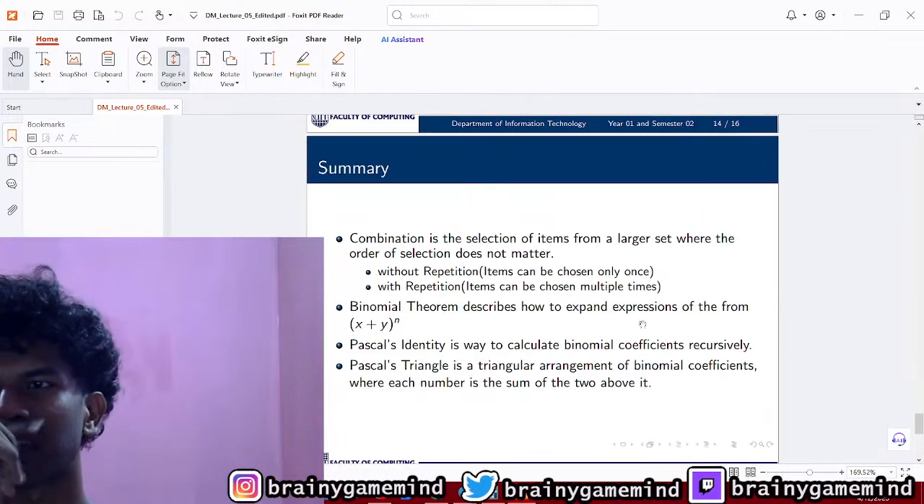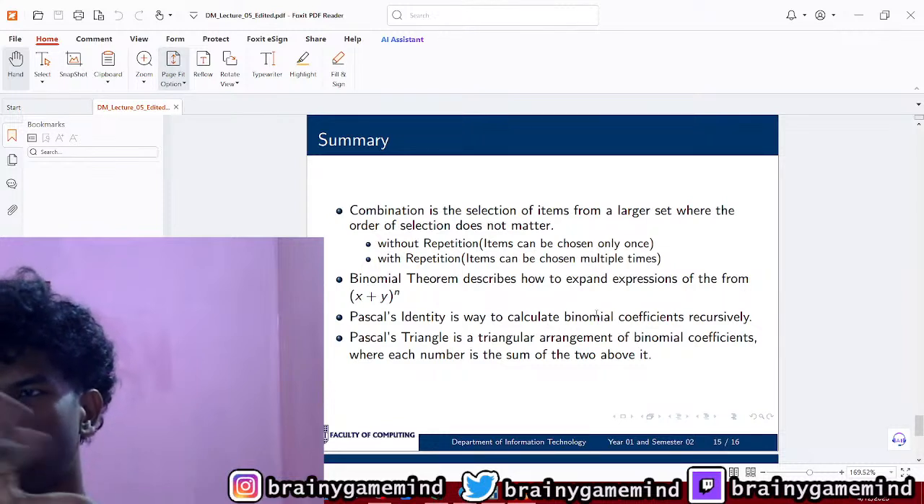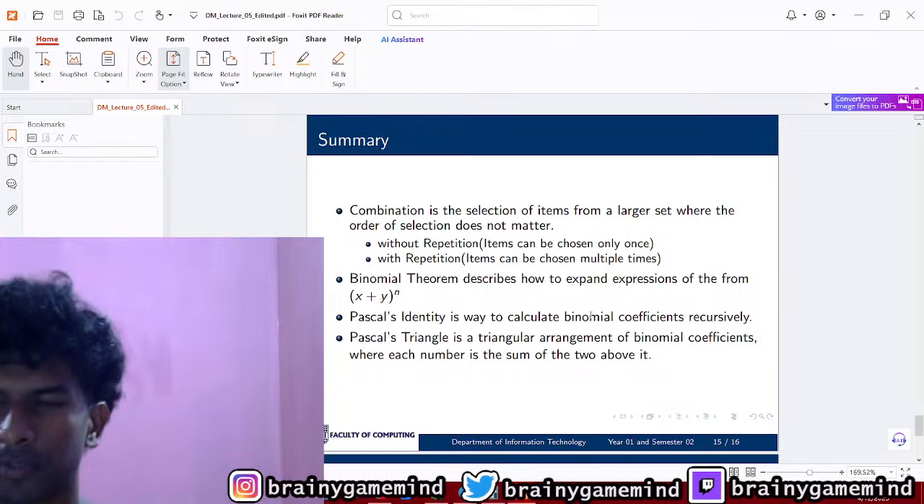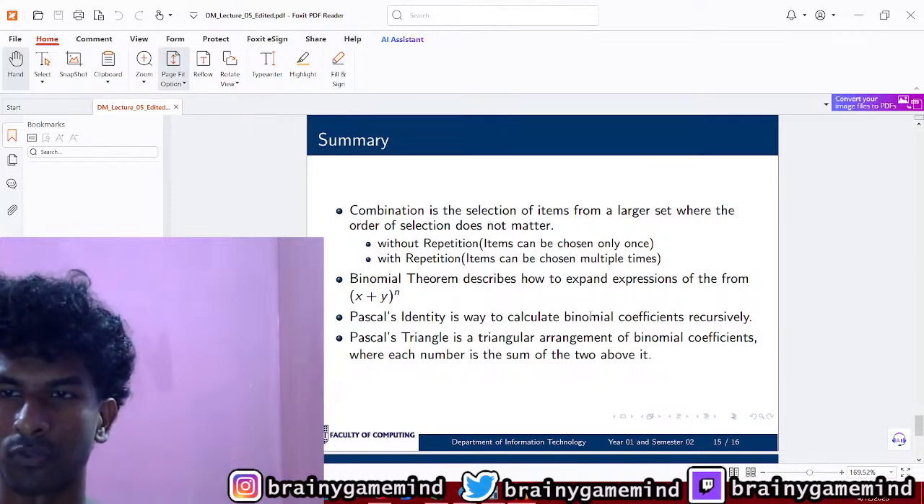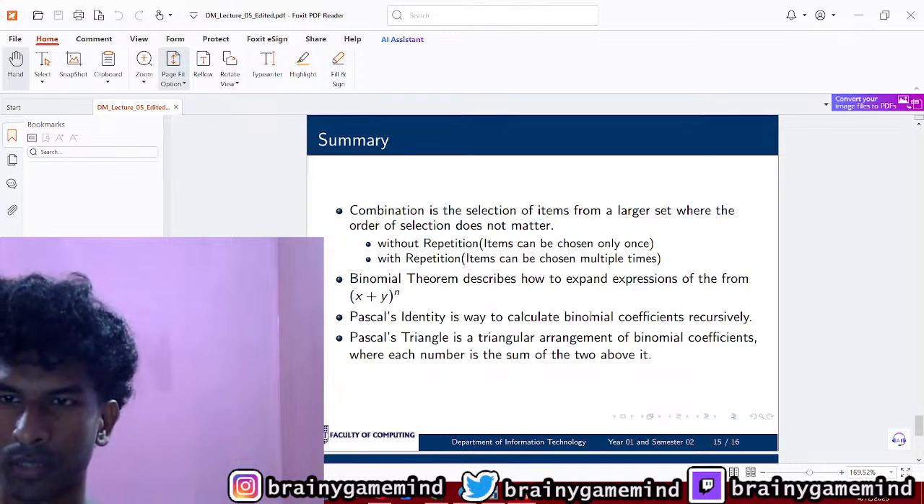Combination is the selection of items from a larger set where the order of selections does not matter. Without repetition, items can be chosen only once. With repetition, items can be chosen multiple times. Binomial theorem describes how to expand expressions of the form x plus y. Pascal's identity is a way to calculate binomial coefficients recursively.